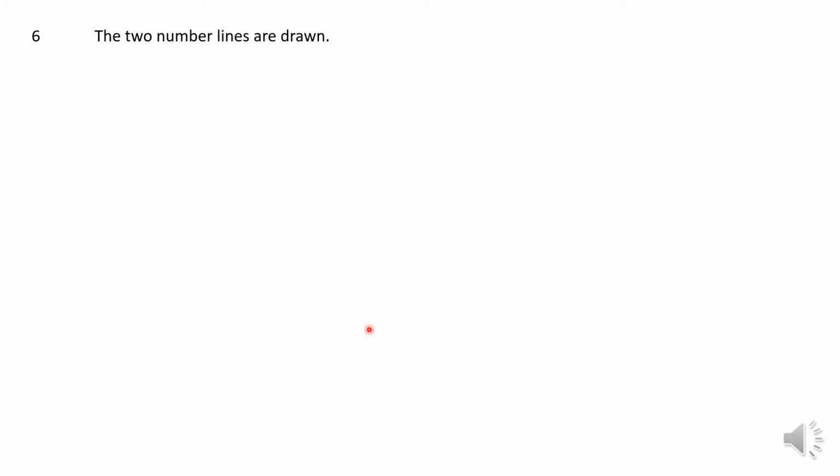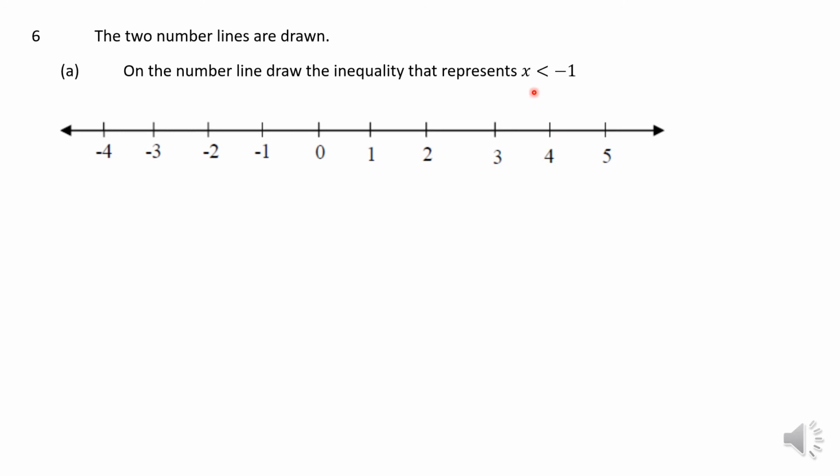Question 6, 2 number lines are drawn. So this question deals with inequalities, right? We're looking for any number that is less than -1. Numbers that are less than -1 are numbers on the left side of -1. So that includes numbers like -2, -3, -4, and on to infinity, but not -1.